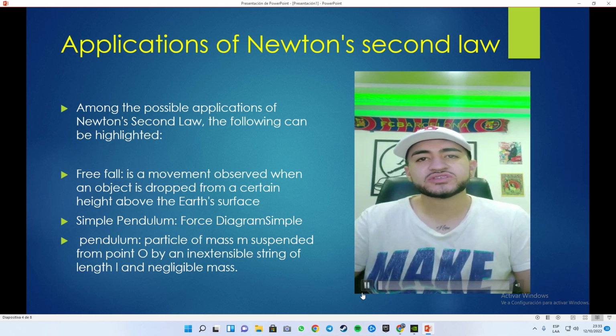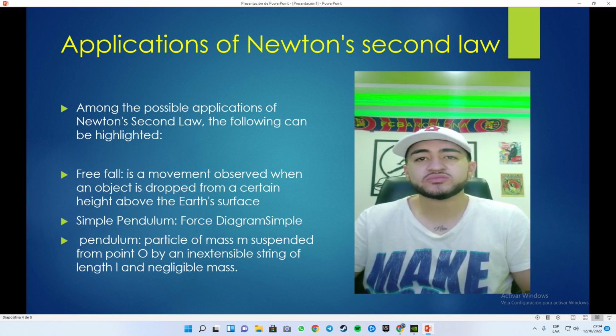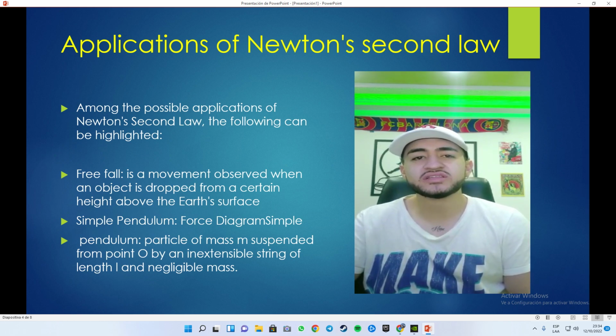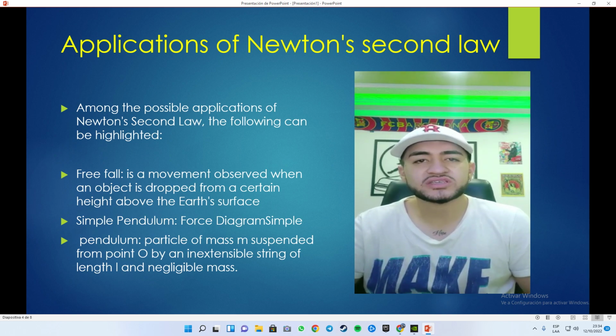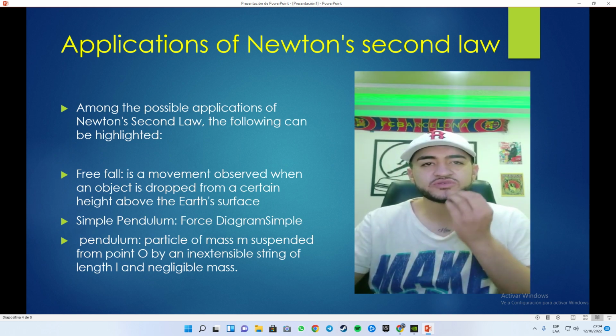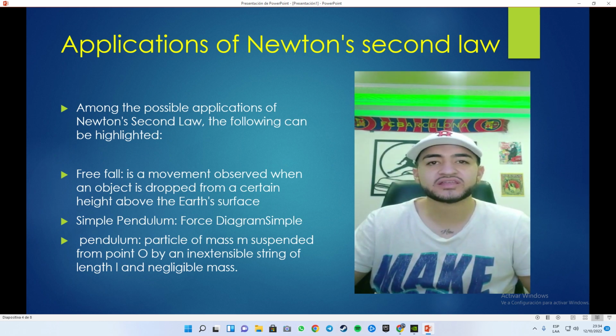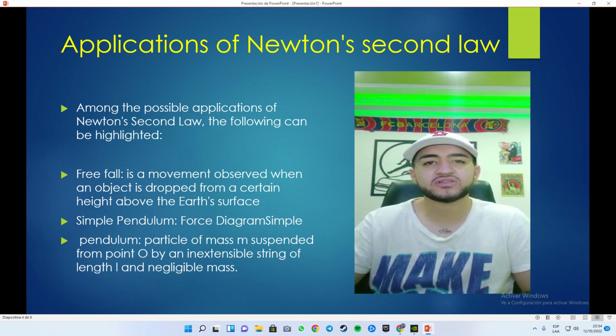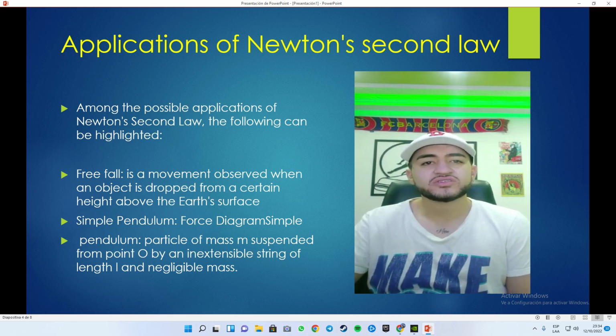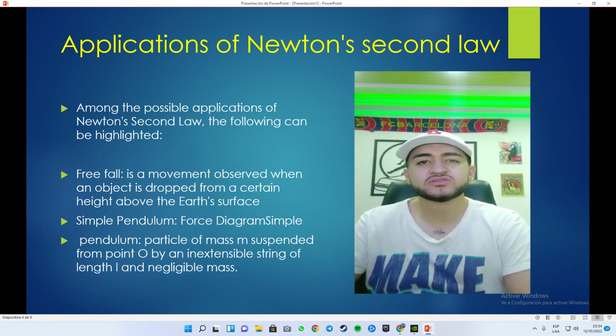Applications of Newton's second law. Among the possible applications of Newton's second law, the following can be highlighted. Free fall is a movement observed when an object is dropped from a certain height above the Earth's surface, in which the only force considered on the object is its own weight.